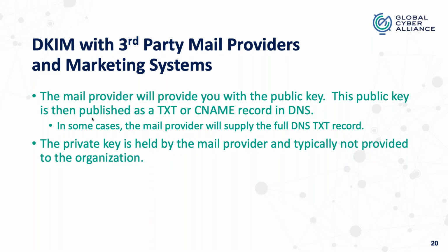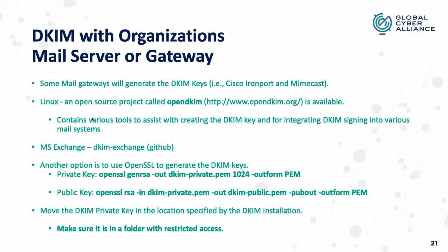So that's third party, when you're using vendors or third-party cloud providers. But what if you have your own servers, your own mail gateways? Some mail gateways will allow you to create the private key and public key. Cisco IronPort and Mimecast, for example, are two that will create keys for you. They store the private key on the server itself, and then give you the information you need for the public key. So it stays safe and secure; they lock it down on that system. The private key is what's used to create the digital signatures. The public key is what you're publishing onto your public DNS.